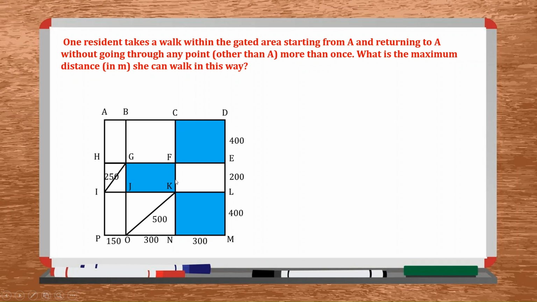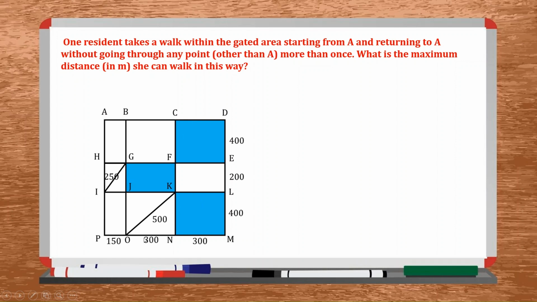From N, I'll go to K. K, I'll go to J. J, I come back to O. Now, I left ON in between, but that's not possible for me to cross because if I cross, then I'll be crossing the point O twice. So from O, I'll go to P, I, H, and A. So I can cover this path, but I have left ON.